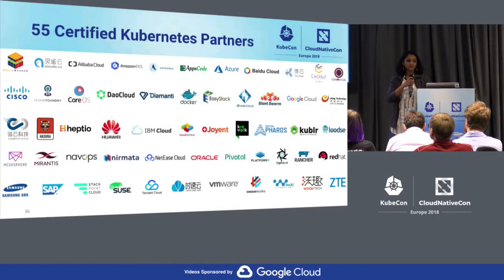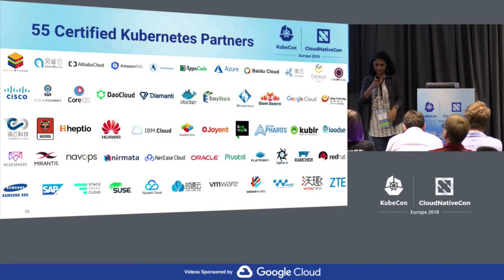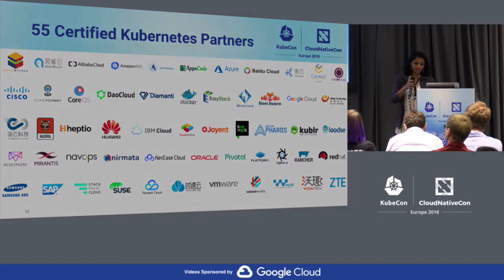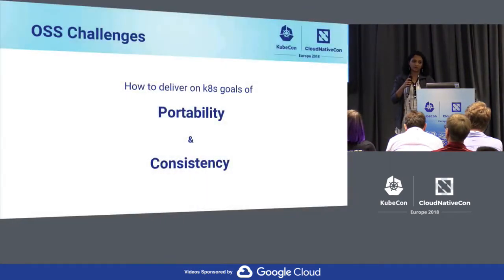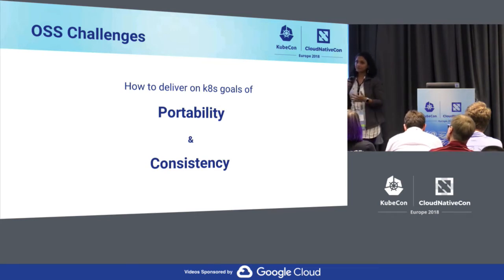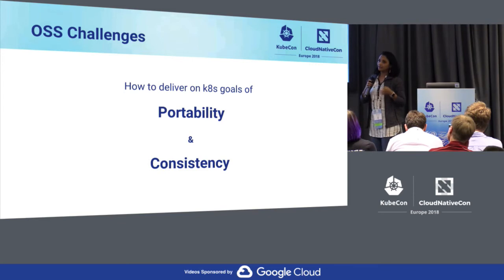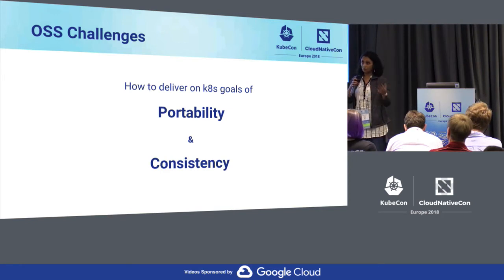Okay. So as of today, we have 55 certified Kubernetes partners. This is great because there's a lot of participation in the community, but it also comes with its own set of challenges, which is specifically how do we deliver on the goals of portability and consistency. Portability is the assurance that customers can lift and shift their workloads between different cloud providers, and consistency, when they do that, they are aware of what it entails to migrate their workloads and get up and running on, say, even on-prem or cloud clusters as well.